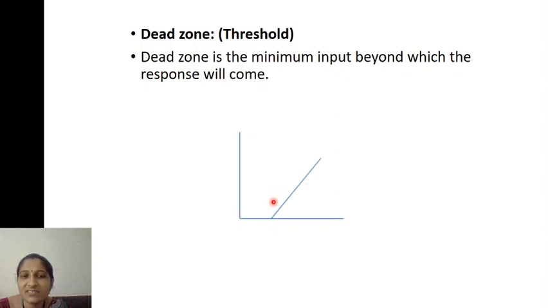Suppose, considering this graph, this is the input and this is the output. Here, you are not getting any output. So this is called the threshold value. But after this value, you are getting some output. So the dead zone or threshold value is from here to here. Suppose from 0.7 you are getting the output. Then 0.7 is the threshold value of that instrument.